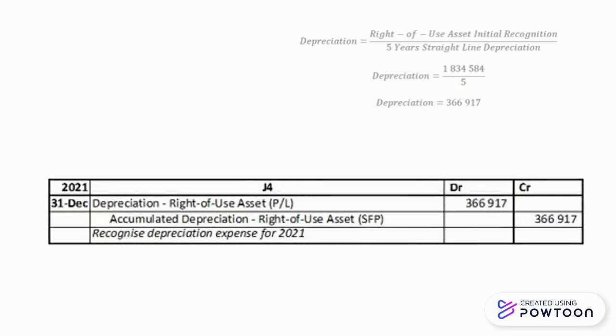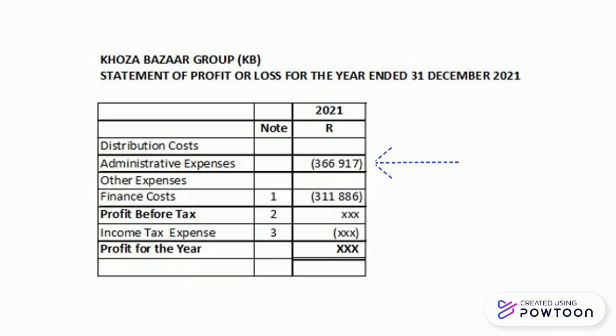Depreciation is calculated on a straight line basis. You have to divide the total right of use asset initial recognition amount by the total duration of the lease, in this instance 5 years. We will debit depreciation and credit accumulated depreciation in our journals. The depreciation relating to right of use assets and interest relating to the lease liability was presented in the statement of profit or loss.